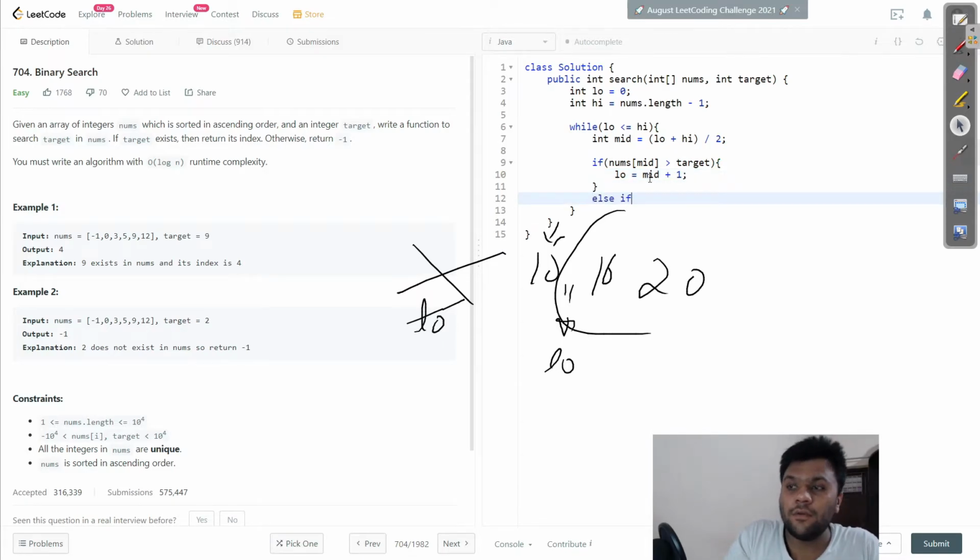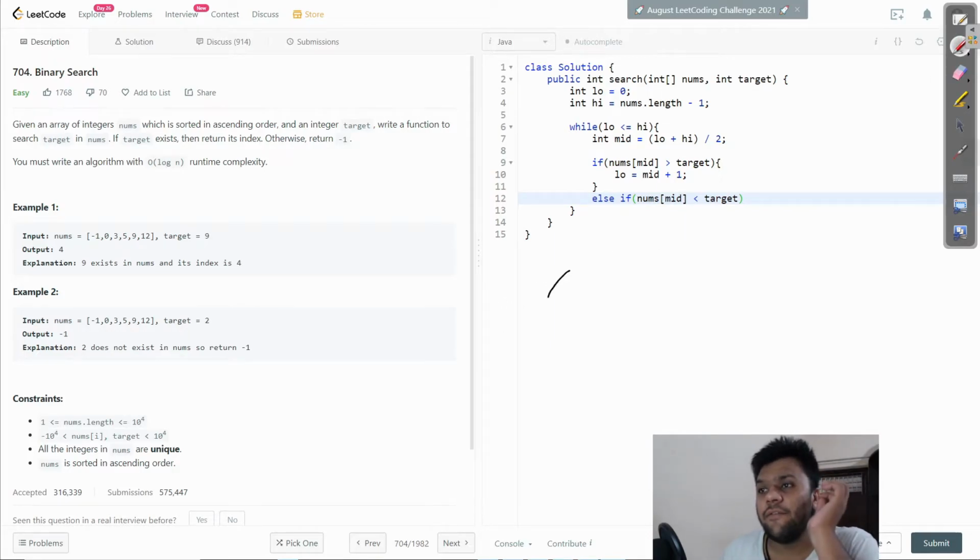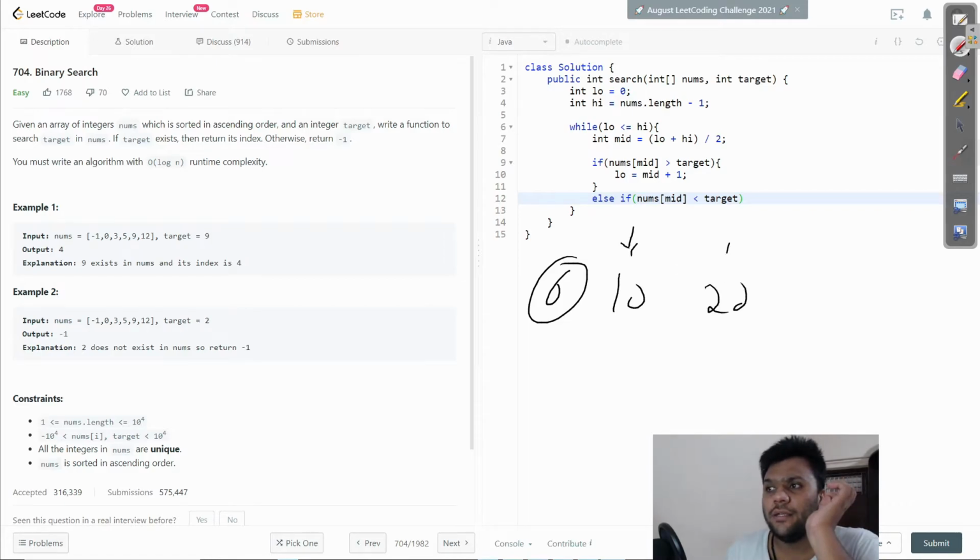Else if my nums of mid is lesser than target, what does this mean? Let me just erase this and we will use the same example. Let's say we have mid at 10, with 20 over here and 0 over here. So let's say my low is over here and my high is over here.